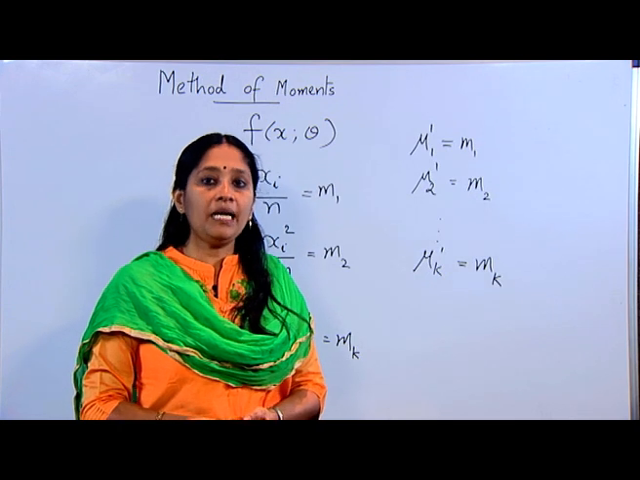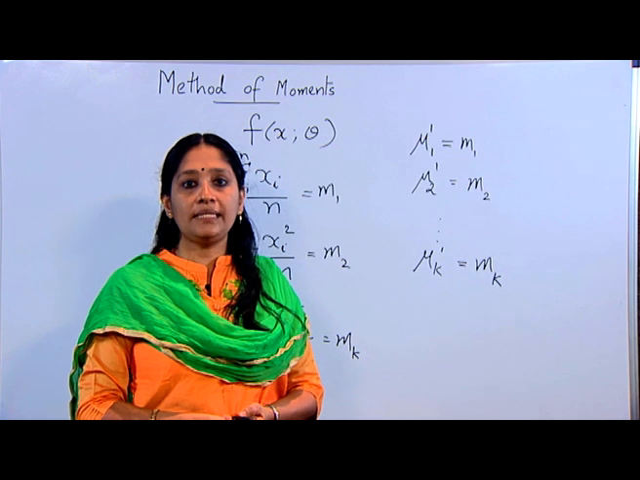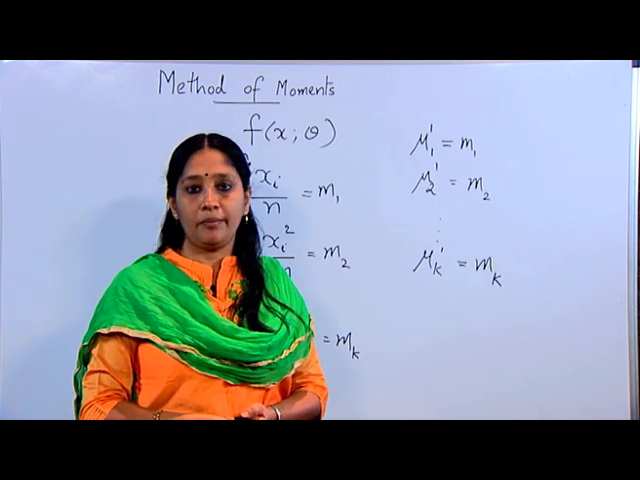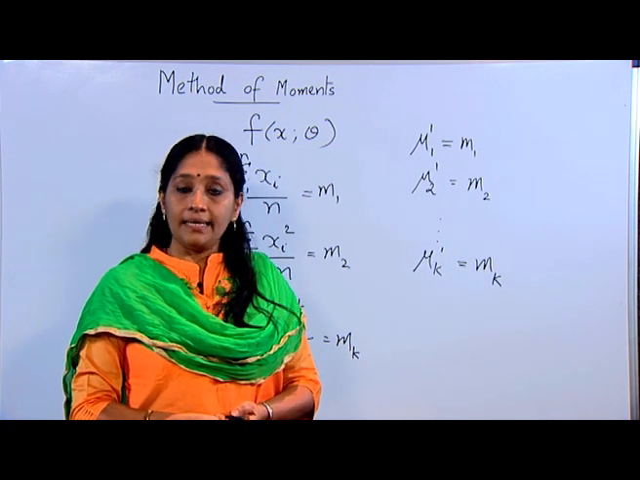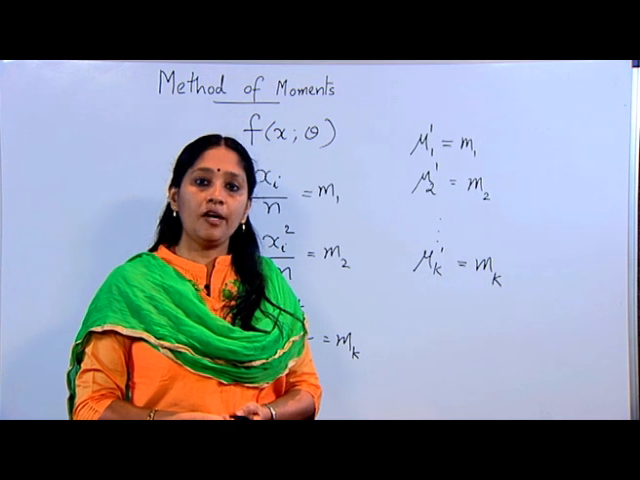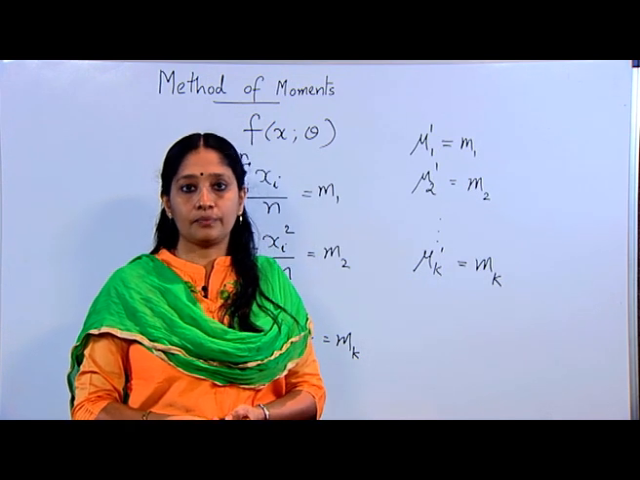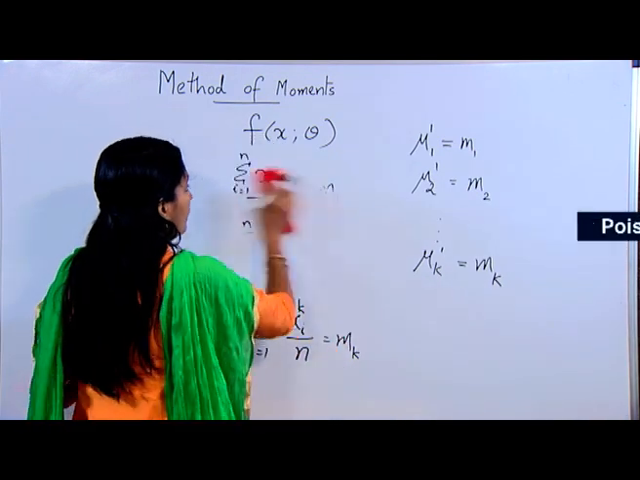If we have two parameters to be estimated, we need two equations, and equating the first and second order moments with the corresponding population moments may be enough for the estimation purpose. There are situations where this rule cannot be followed, examples for which we will see in this session itself. Let us consider some examples.